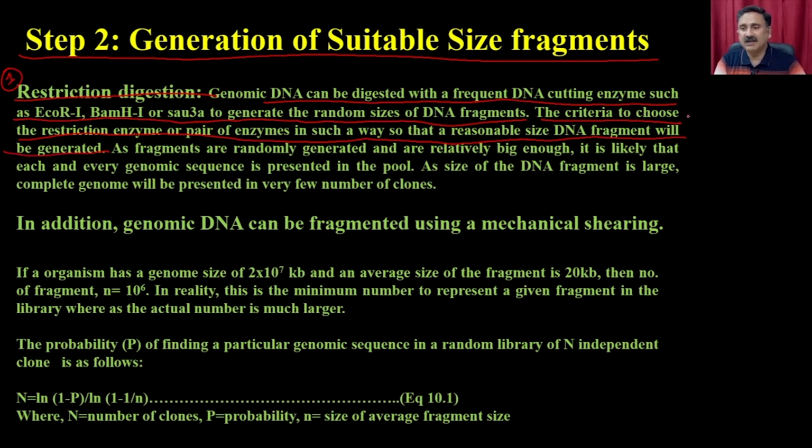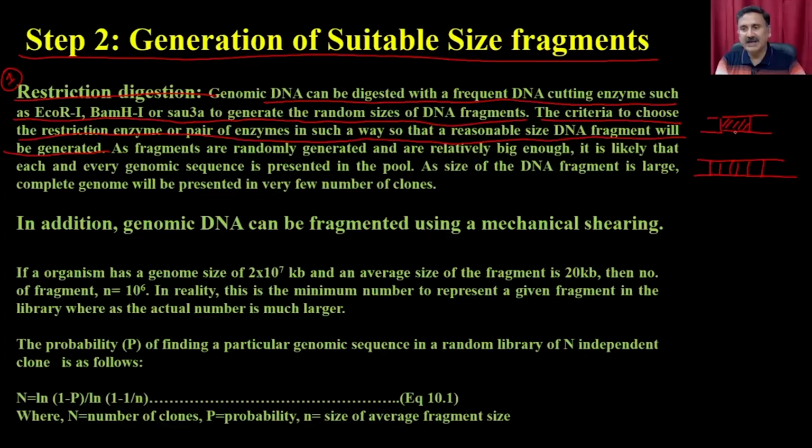What is a reasonable size is that it should contain at least one gene. It may have flanking sequences, that is not an issue, but it should contain at least one gene in one particular fragment. It should not be the case that fragments are so big that they contain multiple genes, because in that case it is going to fail the purpose of making a genomic library. Ideally, a genomic library means that every clone which you make should represent only a single gene, or it may have some flanking genes, but only small fragments.